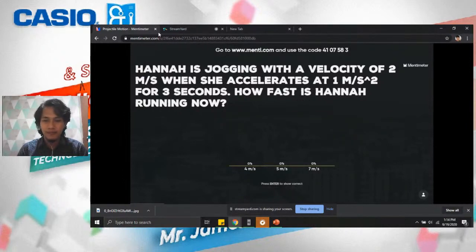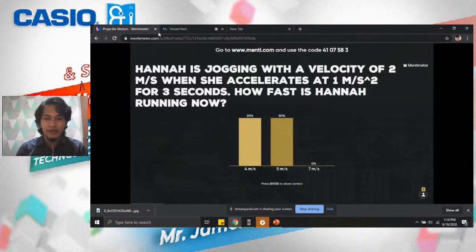Let's see. Okay, 4 meter per second, 100%, right? 5 meter per second. Okay, may dalawa nang sumagot. So ito ang prerequisite pa na topic dito para masagutan natin. Ito ay kinematics. So paano ba natin ito sasagutan? So how fast is Hannah running now? So basically we are asked to identify or to know the final velocity of Hannah jogging.